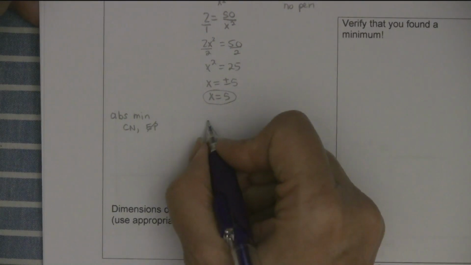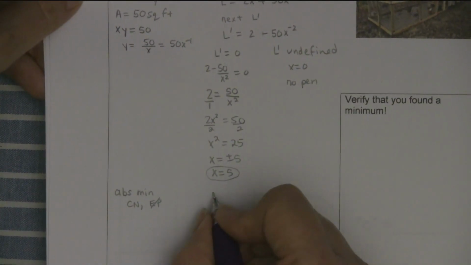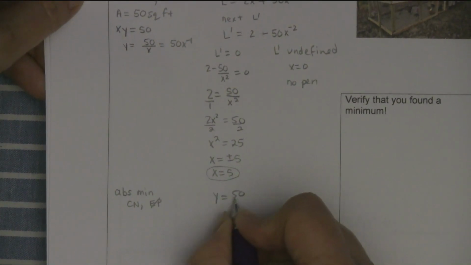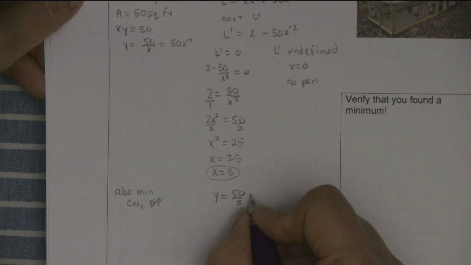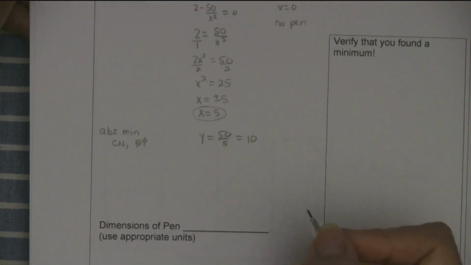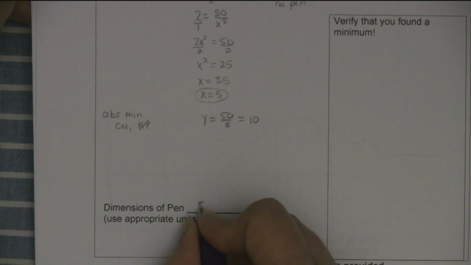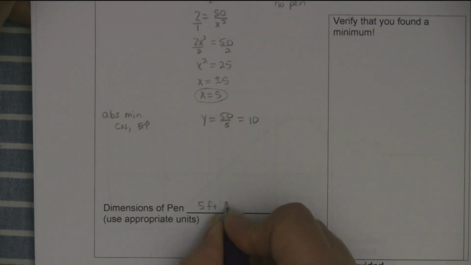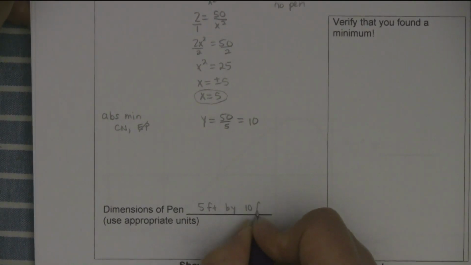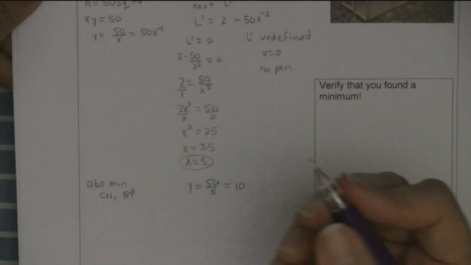And so we want to know what Y is, and we know that Y equals 50 over X, which is 50 over 5, which is 10. So the dimensions of the pen are 5 feet by 10 feet. And it said use units, and I have used the units.